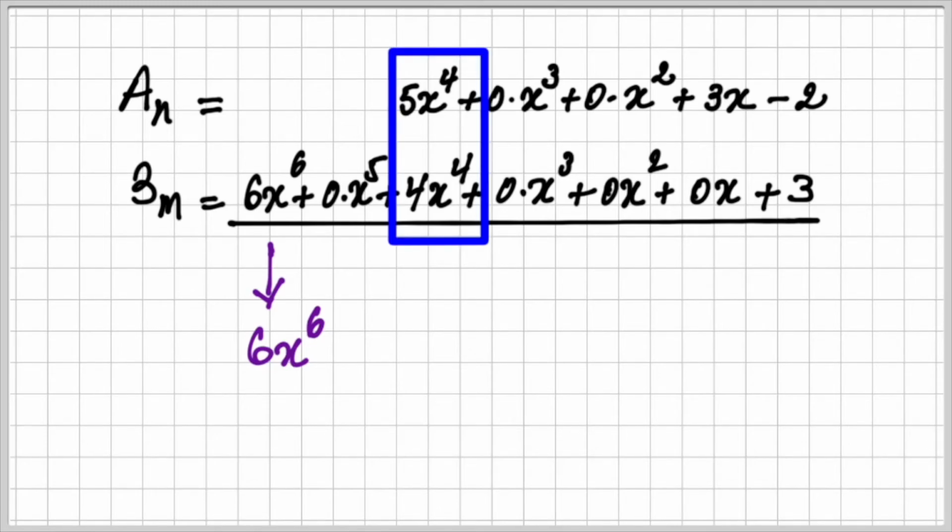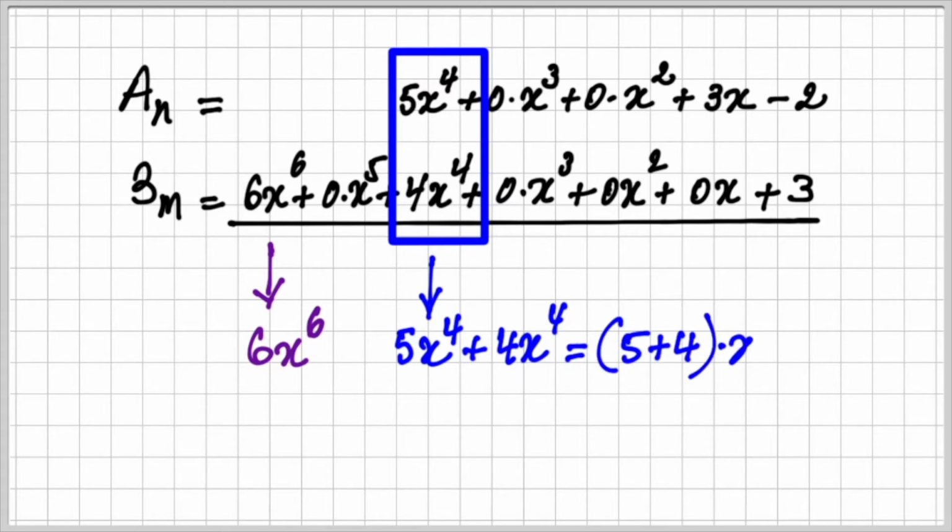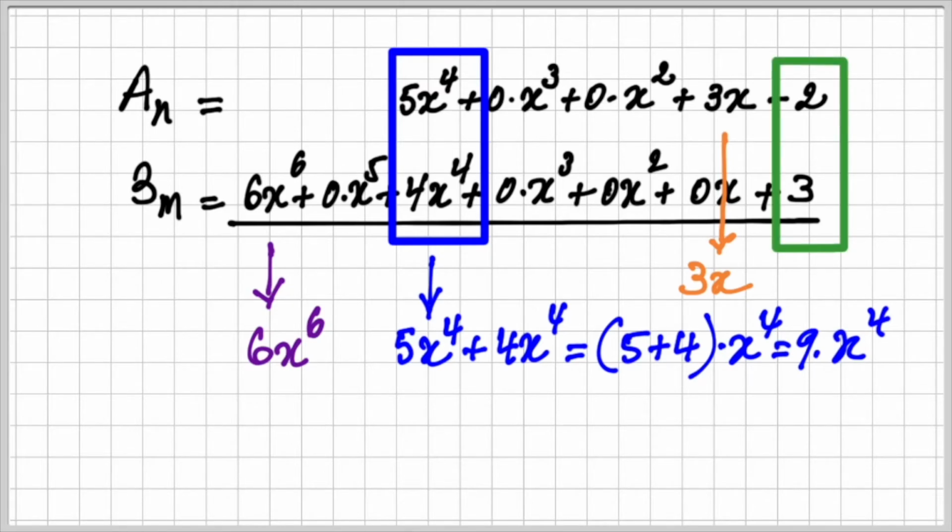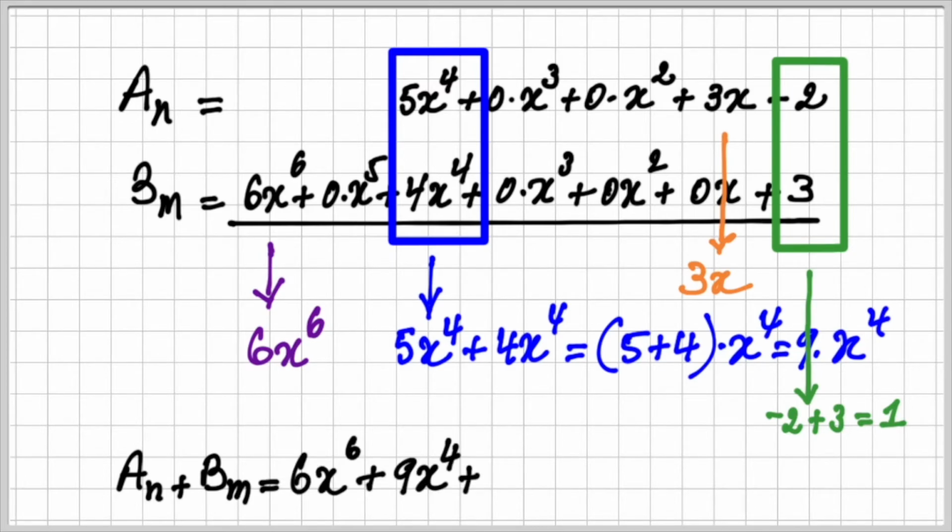We find 5x to the power 4 plus 4x to the power 4 is 9x to the power 4. The next term, which is alone again, is 3x. And then we have minus 2 and 3, which give us minus 2 plus 3 is equal to 1. And now we put all the terms which have a coefficient different from 0 together, and I find that the sum is equal to 6x to the power 6 plus 9x to the power 4 plus 3x plus 1.